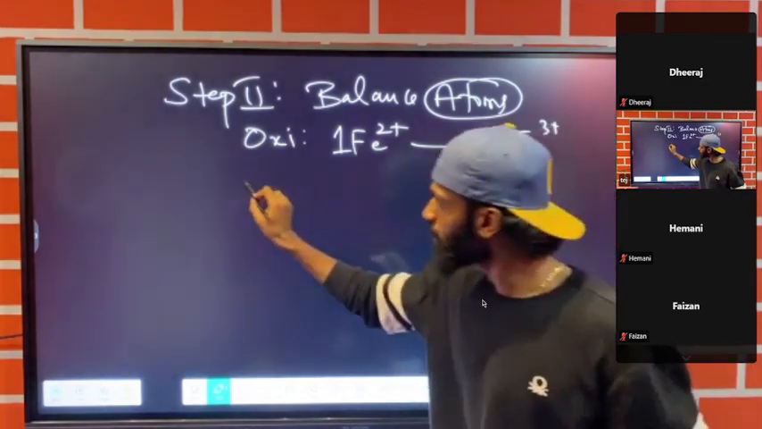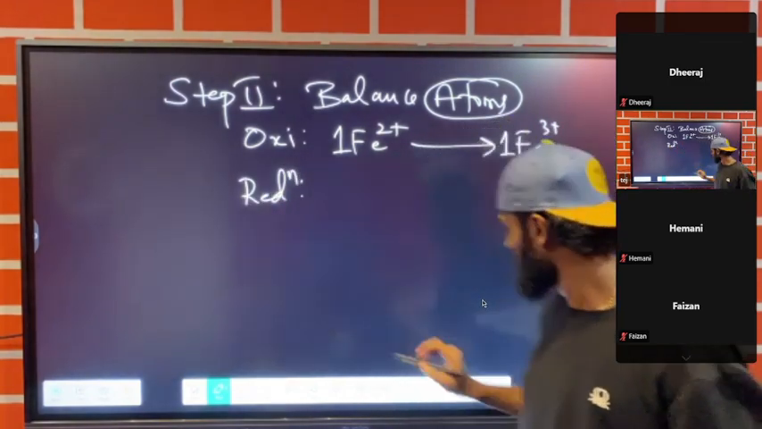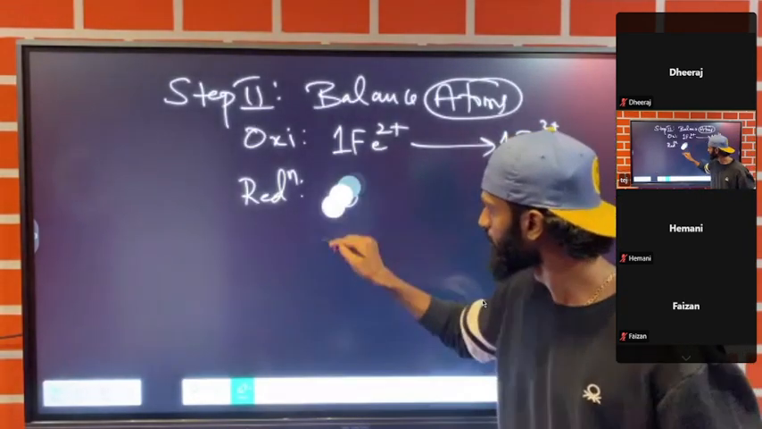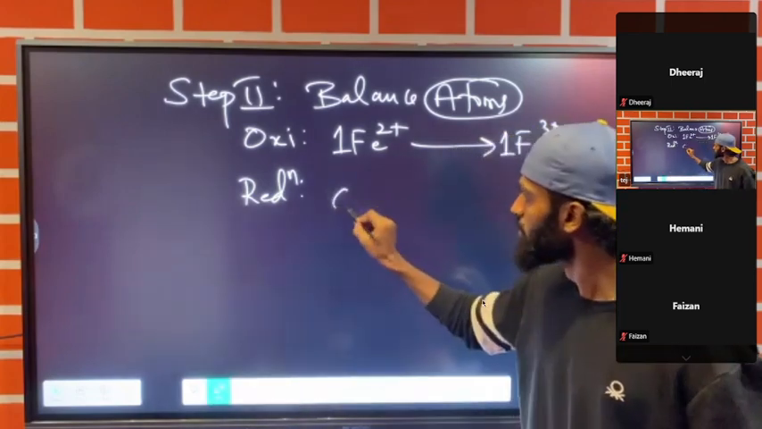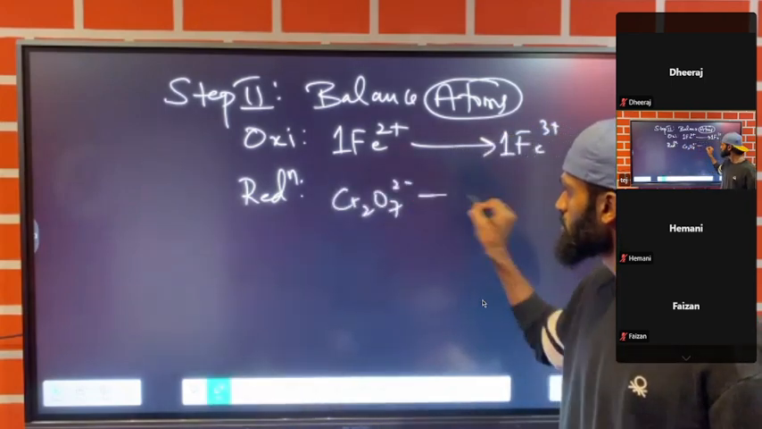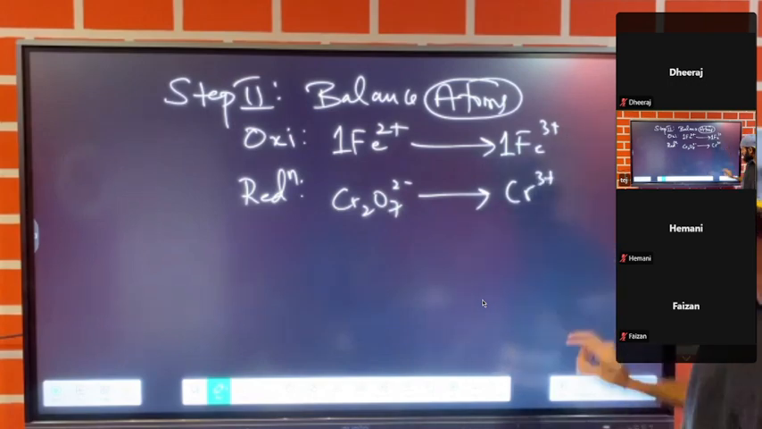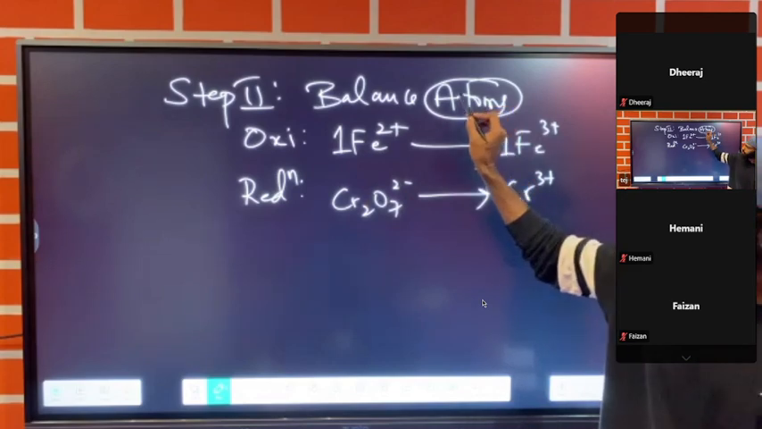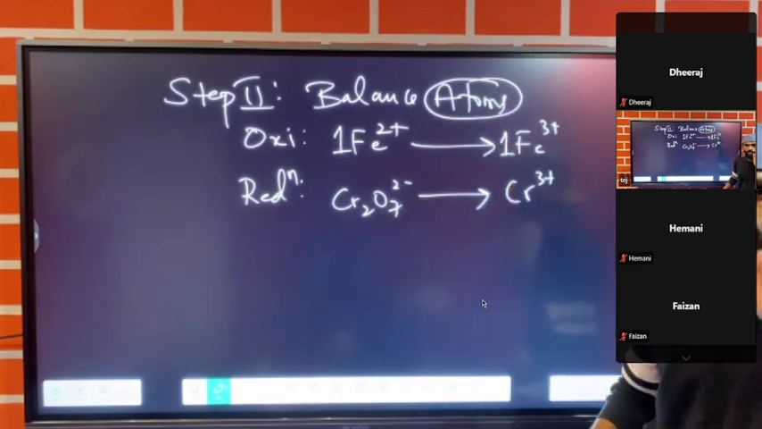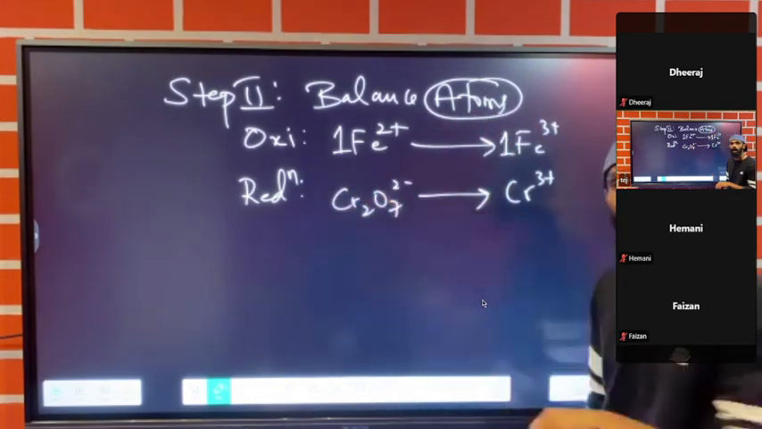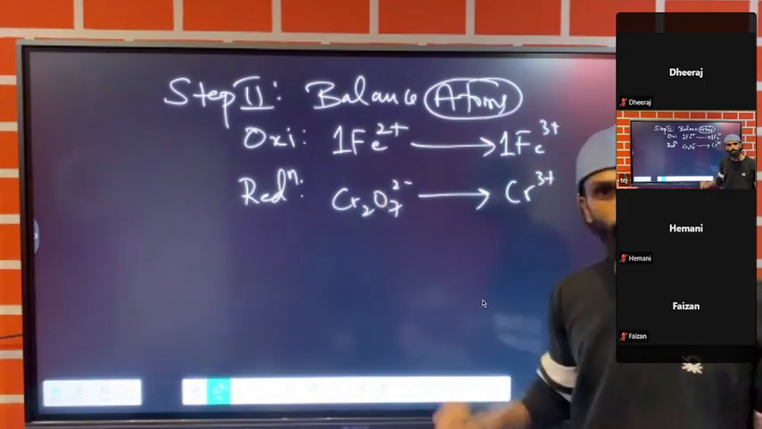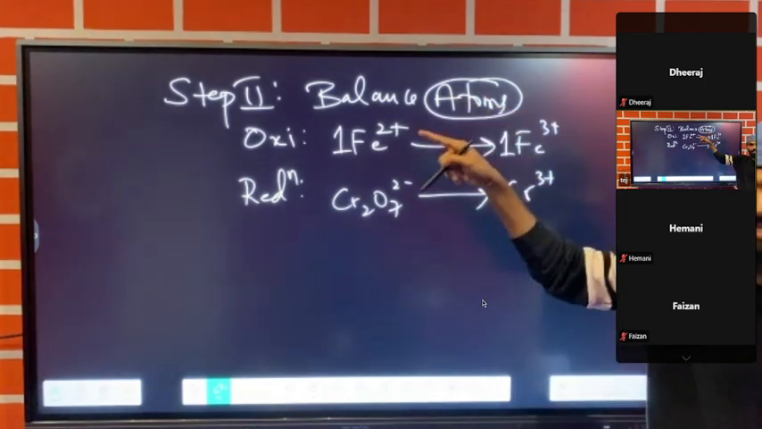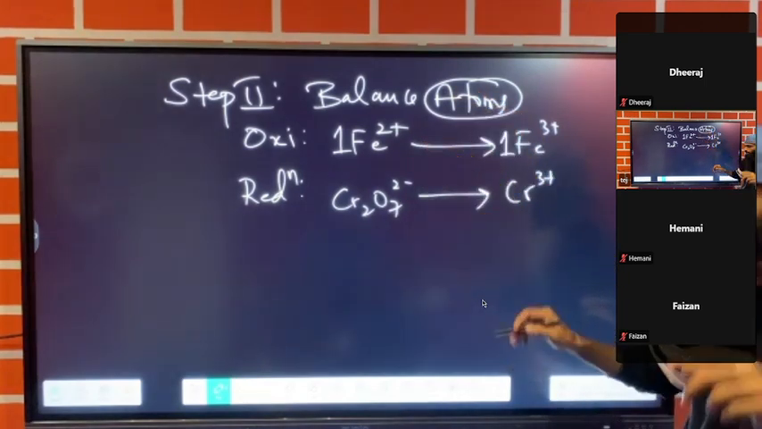But let's go to the reduction half. Careful, guys. Cr2O7 2- is giving Cr3+. Careful now, focus. I wanted it in the +6 here because it makes sense. Step number 2 says balance the atoms. Ask yourself a question. On your left hand side, how many chromiums are there? I can see 2. On your right hand side, how many are there? Just 1. Which means to balance it, I should put the number 2 on your right hand side.